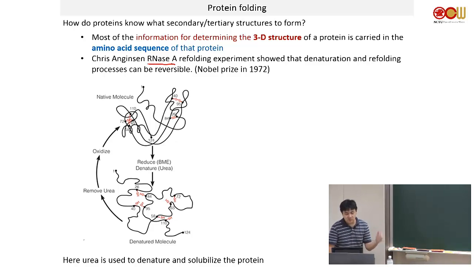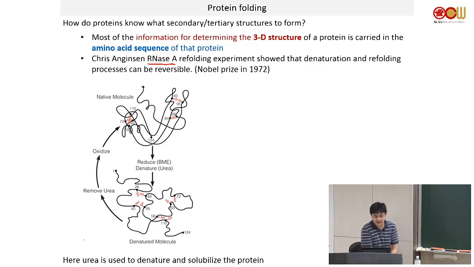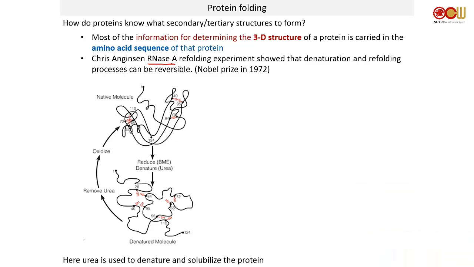Because it's quite stable, they decided to use this enzyme to look at its process of denaturation and refolding. Interestingly, what they could show is that denaturation and refolding can be reversible. Let's take a look. You start with the native molecule. This is the RNase, and in this particular RNase, you notice that it has a structure, shown in squiggly lines. What you also see are these disulfide bonds, okay? We'll talk more about disulfide bonds later.